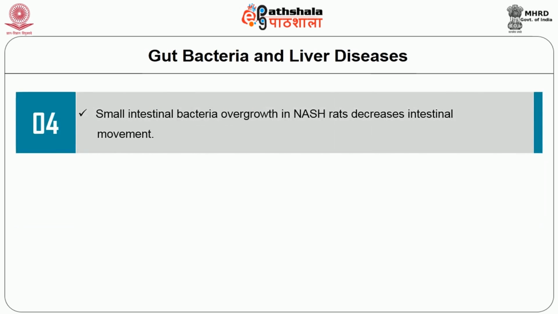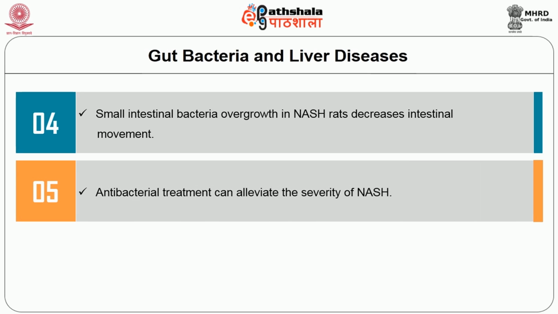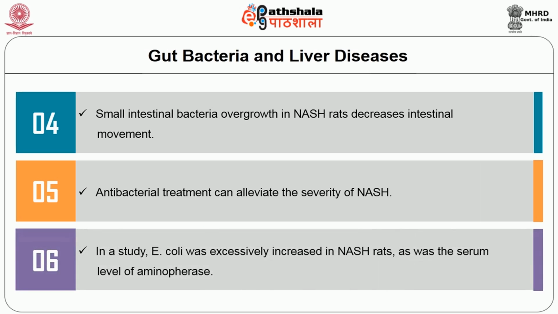Small intestinal bacterial overgrowth in NASH rats decreases intestinal movement. Antibacterial treatment can alleviate the severity of NASH. In a study, Escherichia coli was excessively increased in the NASH rats, as was the serum level of aminotransferase.